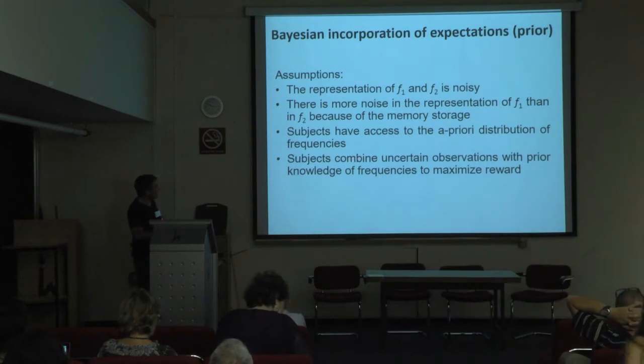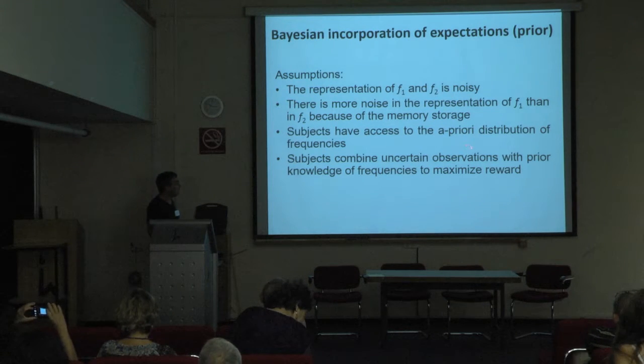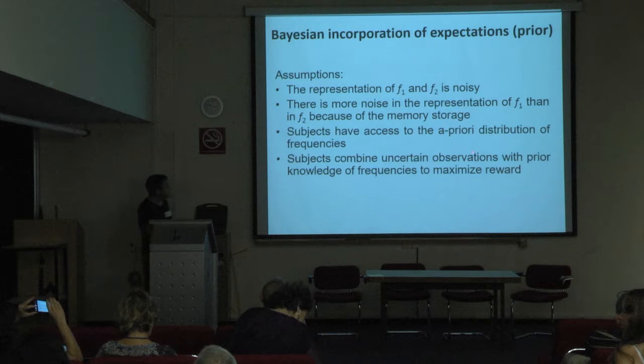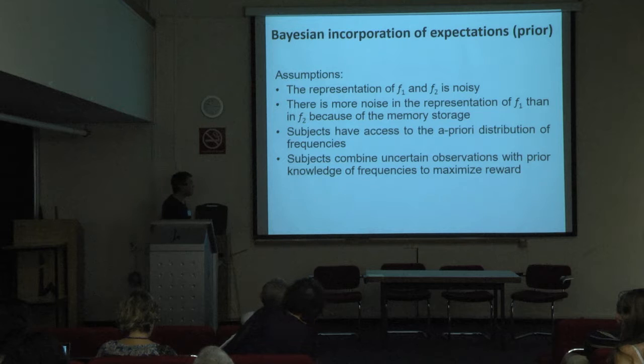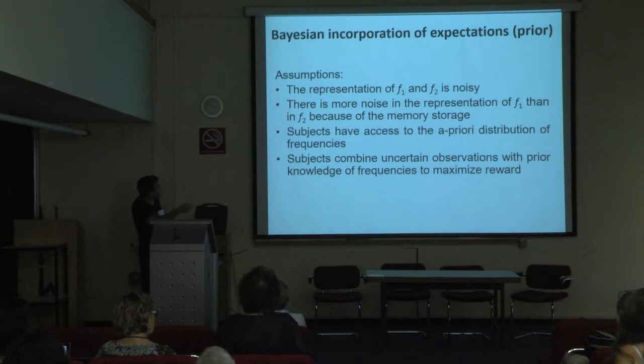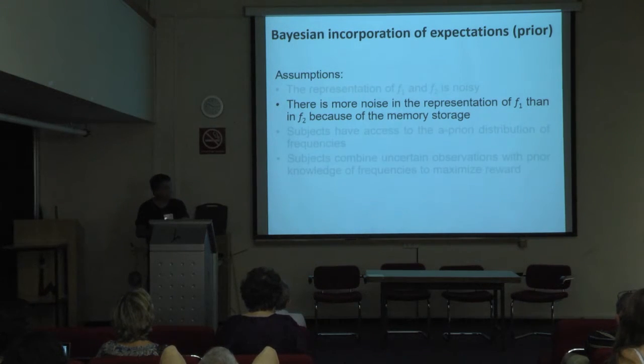And the fourth assumption is that they combine the noisy observation or the noisy representations with their prior knowledge of the frequencies in a way that maximizes the number of correct responses. These are the four assumptions, and it turns out that with these four assumptions we can explain the observed bias. And I will not prove it, I will just try to give you some intuition.